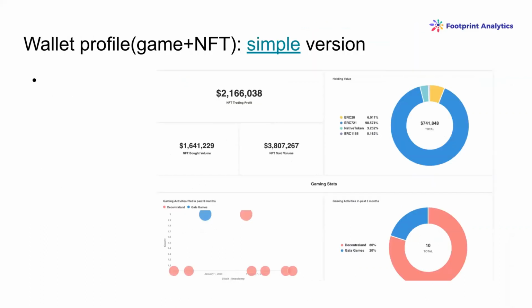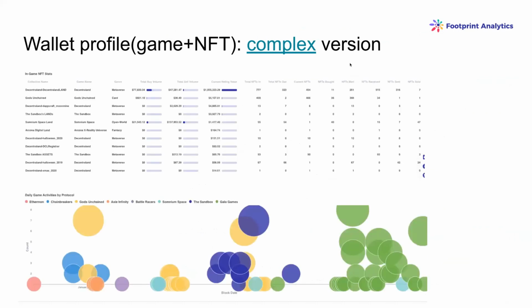So let's see the final result first. A simple version of the wallet profile will look like this. I will have two versions, one is a simple version, one is a complex version. You can see the complex version has more columns, more features here, including how many NFTs he's bought, he sold, and what NFTs he's holding, and the total count of minting, receiving, and sending.